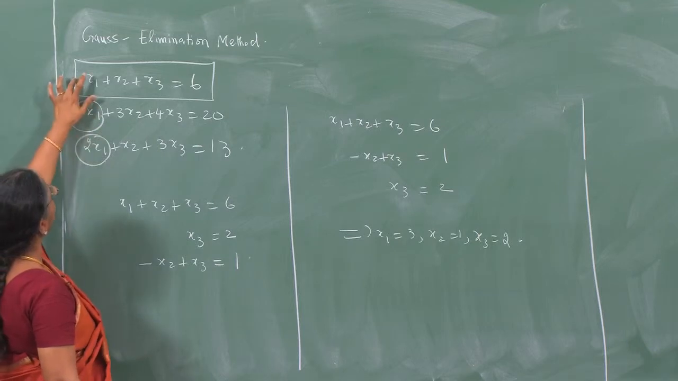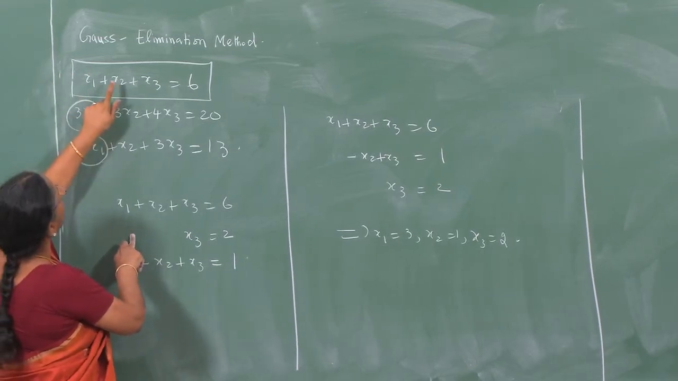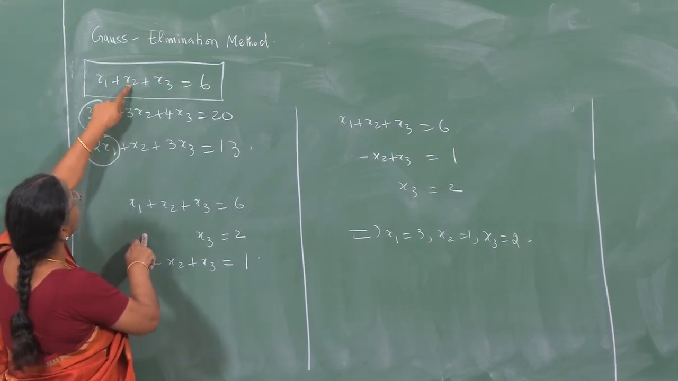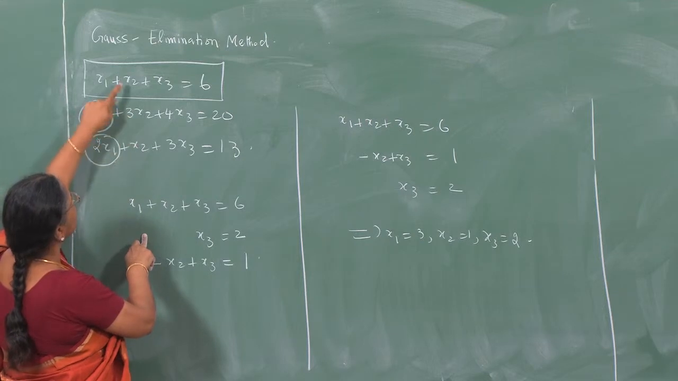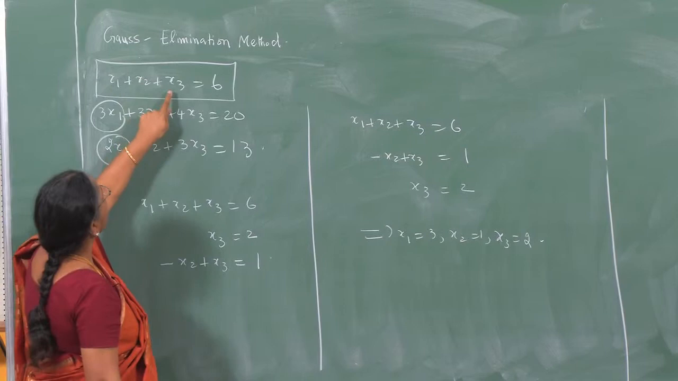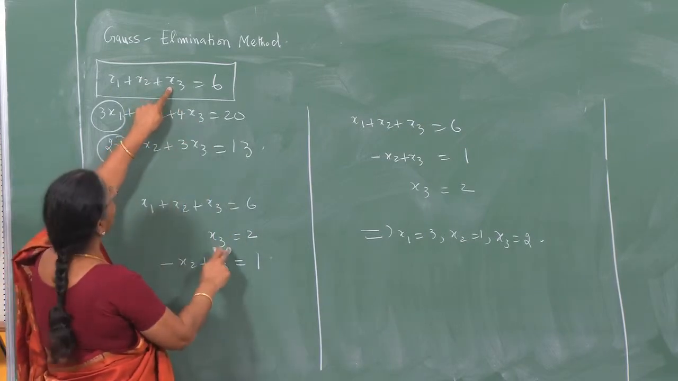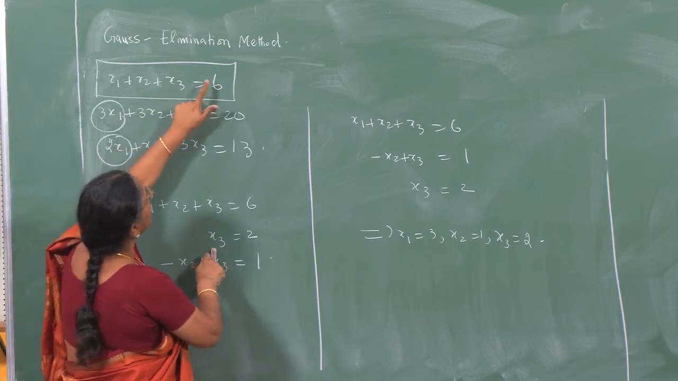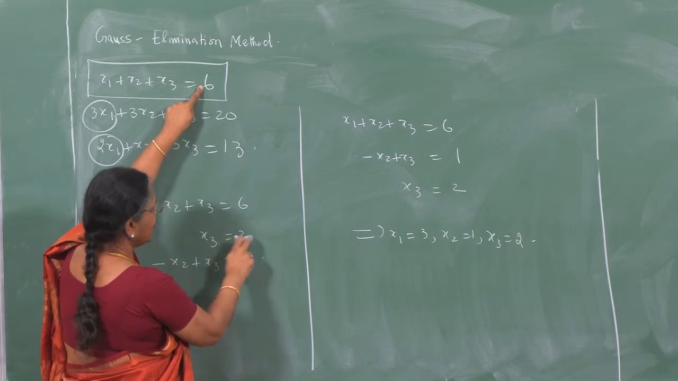So, 3x1 minus 3x1, that will be 0. Then multiply the first equation by 3 and subtract it from the second equation. So, 3x2 minus 3x2, that is also 0. Then 3x3 must be subtracted from 4x3, that gives me x3. Then 3 into 6, 18 must be subtracted from 20, so I get 2.